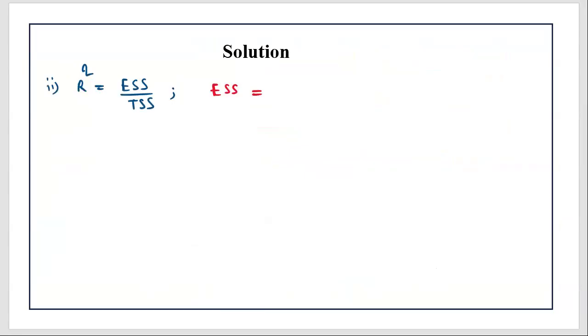If you remember, ESS will be simply beta 1 cap OLS into summation i from 1 to n yi x1i, this will be the first term, plus beta 2 cap OLS and then summation i from 1 to n yi into x2i.